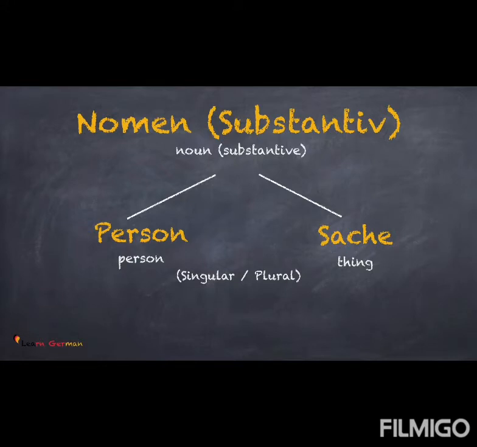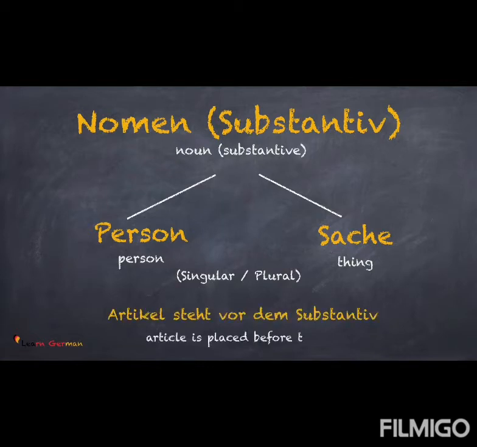Another thing to remember is that in German, all nouns have an article und Artikel steht vor dem Substantiv. Do also remember that all nouns begin with a capital letter, irrespective of the fact whether it's a common noun or a proper noun. Let's look at two examples for Person und Sache.